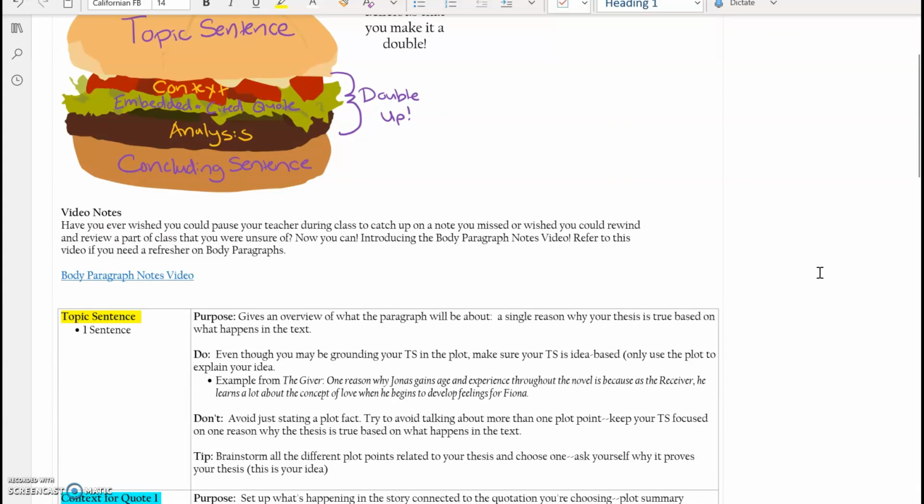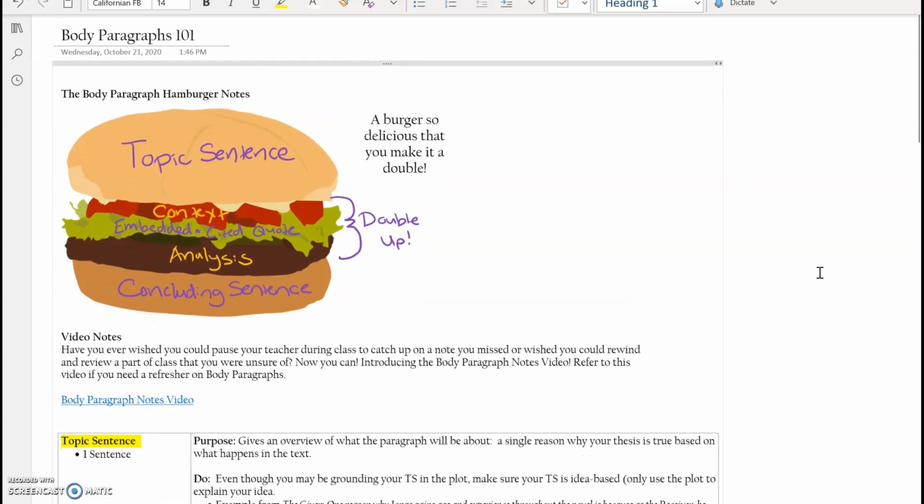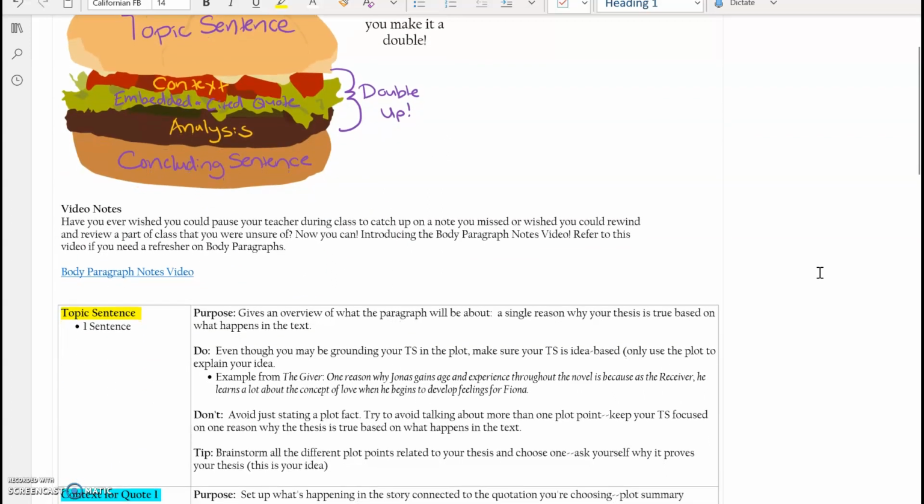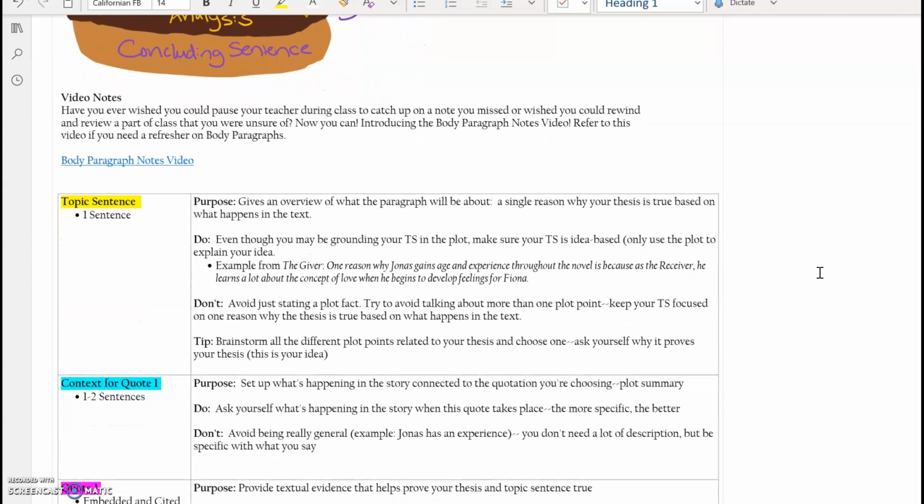But body paragraph writing takes some practice. We're going to have a separate video for embedding quotes, but this is really where we get into our analytical skills. Feel free to use this video as a body paragraph review. Stop and pause as need be for your notes, but be sure to get these notes down. This is going to be important. We're going to use this throughout the rest of the year.